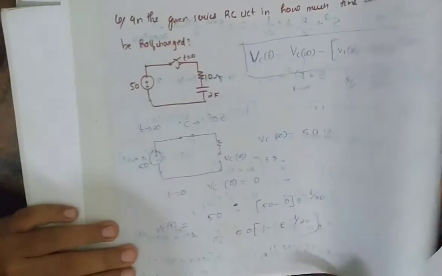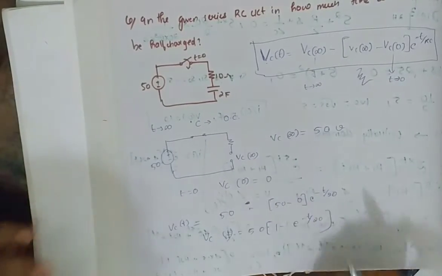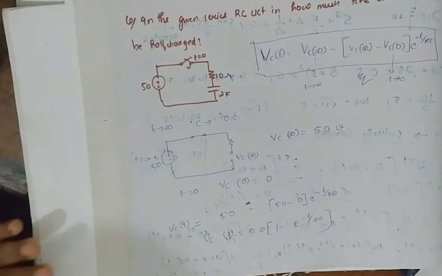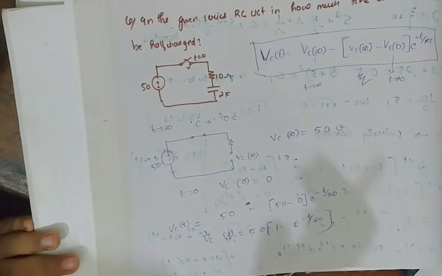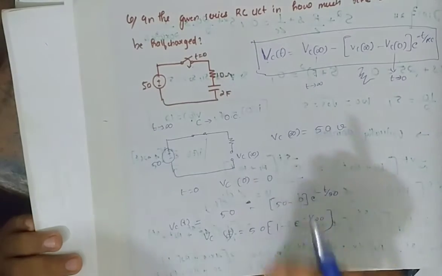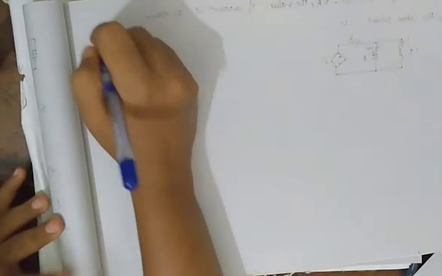So it is given in the question, what is the time when the capacitor will be half charged. So that is what is asked here. When the capacitor is half charged, the voltage across it will be half of the maximum. The maximum voltage over here is 50 volt, so half of it will be 25 volt. So I can substitute that in this equation.